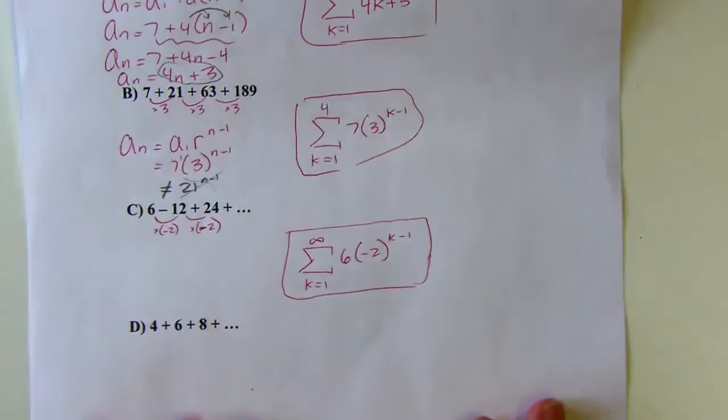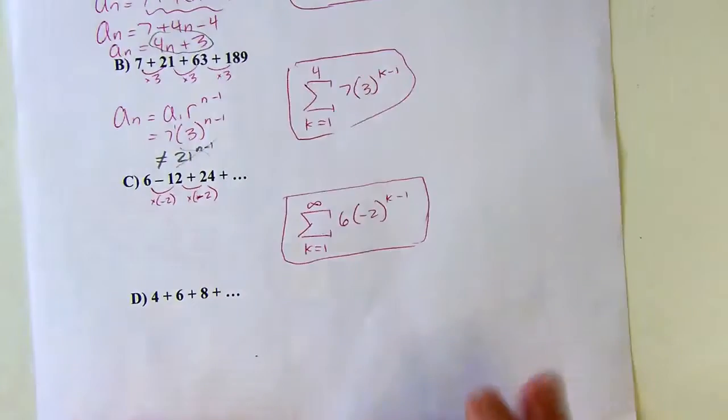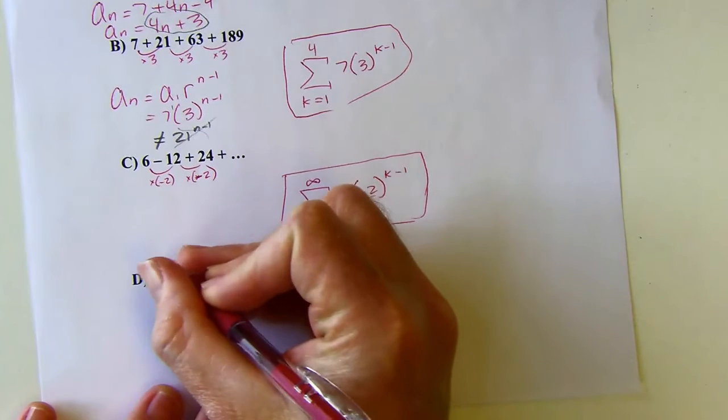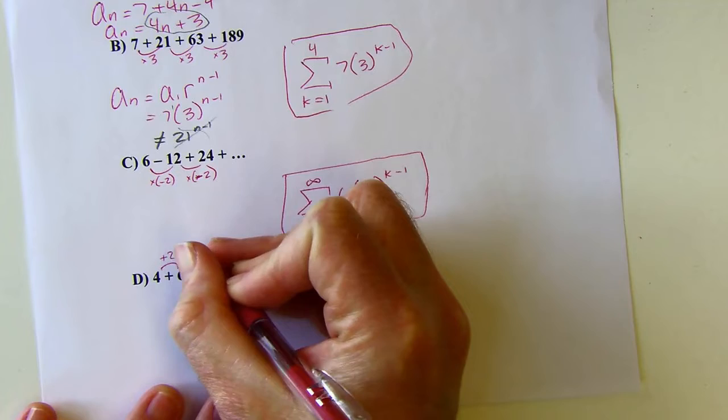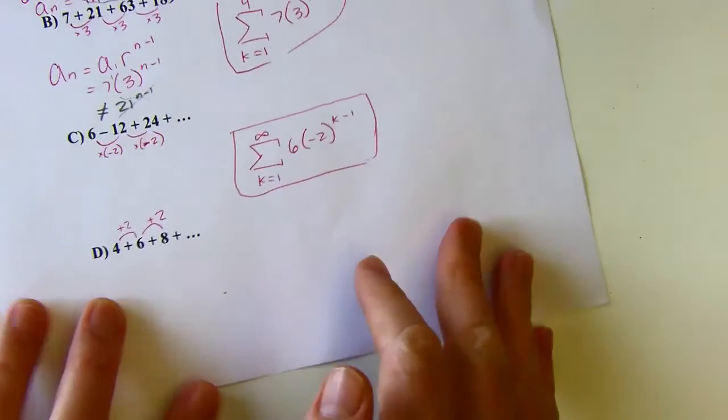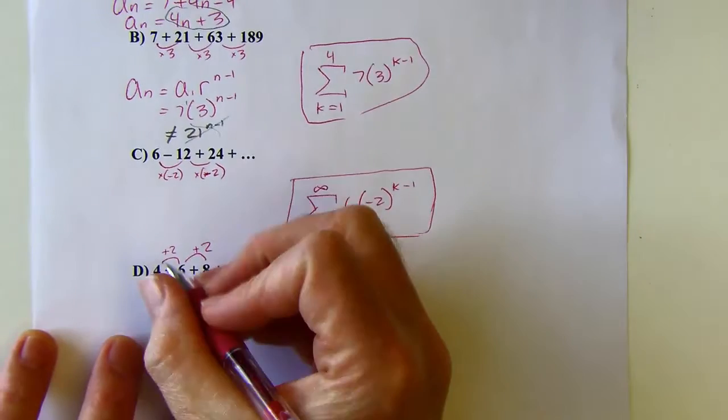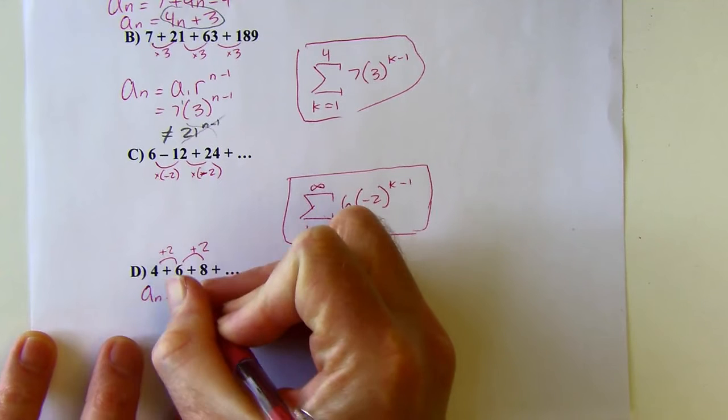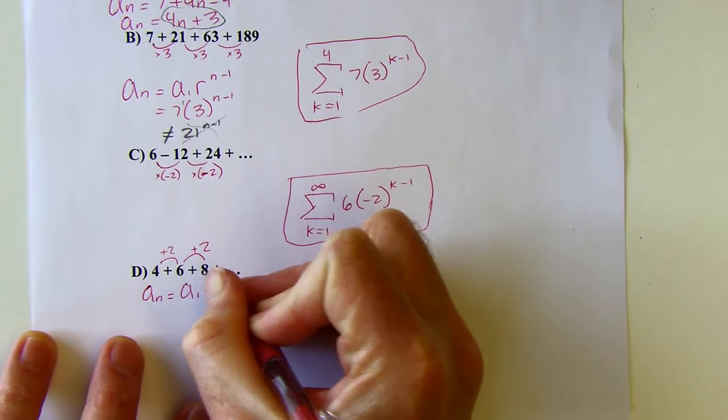All right, one more here. So here we're adding 2 to get from term to term. So this one's arithmetic. Sorry about that. Arithmetic. So let's get out the arithmetic specific term formula.